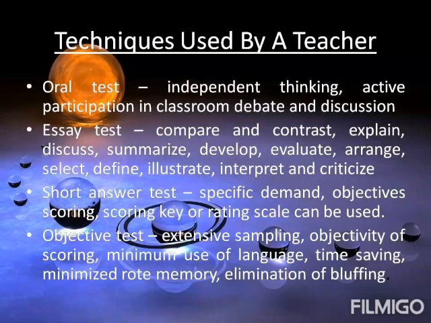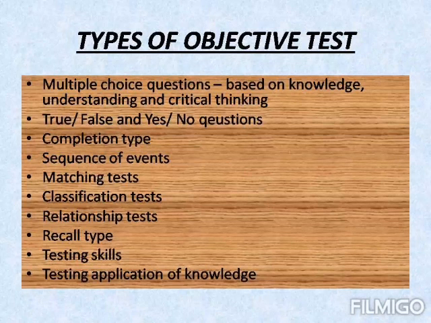The objective type tests are of various types, such as number 1, multiple choice. The question is followed by 4 options. The student is to select only one correct answer. The objectives may be knowledge-based, understanding-based, and of critical thinking.